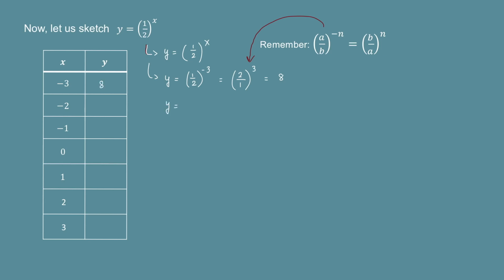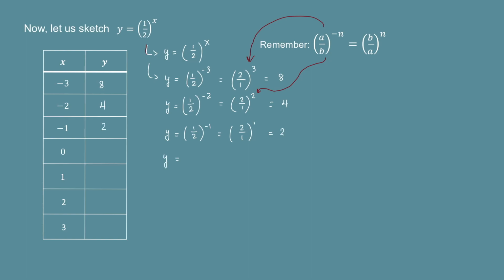Then we're going to have 1/2 to the -2. That's going to be equal to 2 over 1 to the +2, again using this fact. And then 2 squared is equal to 4. So that's going to be 4. Then y equals 1/2 to the -1. That will be equal to 2 over 1 to the 1, which is just 2.